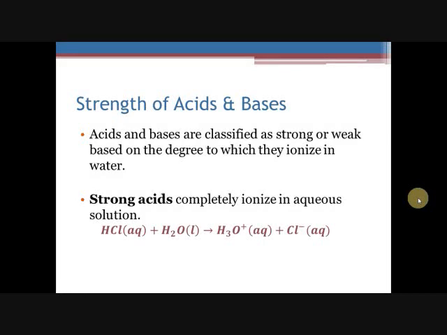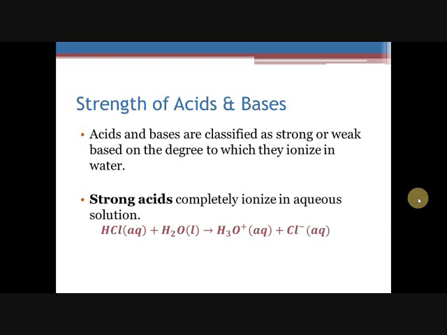The last thing we need to talk about in Chapter 19 is the strength of acids and bases, and how we can tell the difference. Acids and bases are classified as strong or weak based on the degree to which they ionize in water. That means when they break apart. Strong acids completely ionize in aqueous solution.